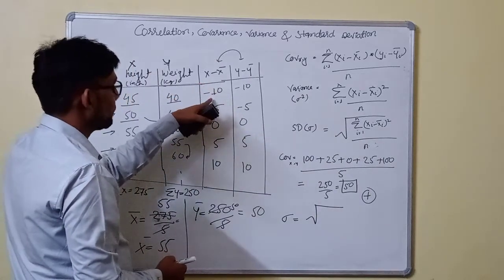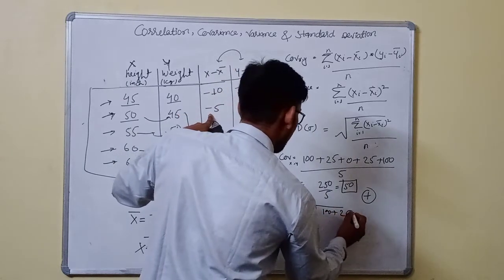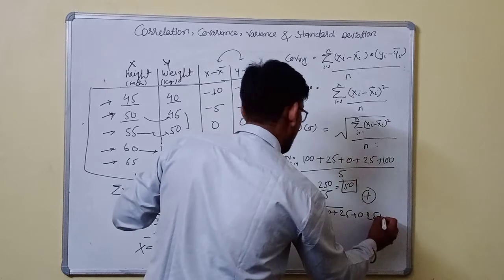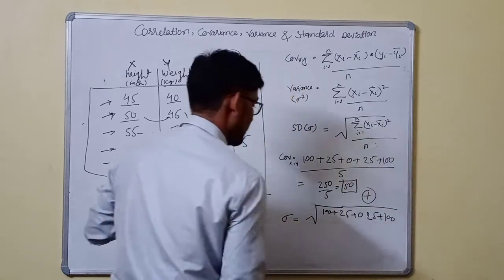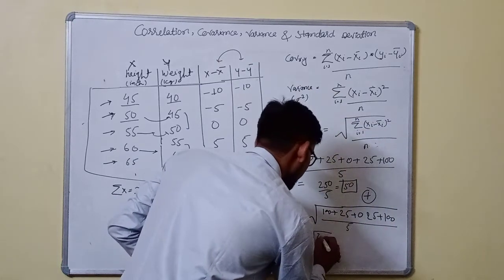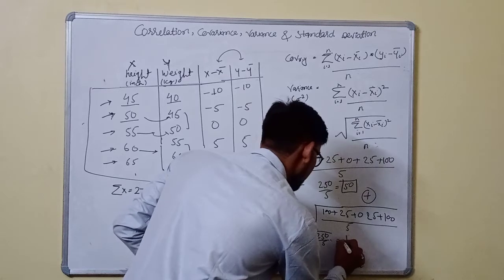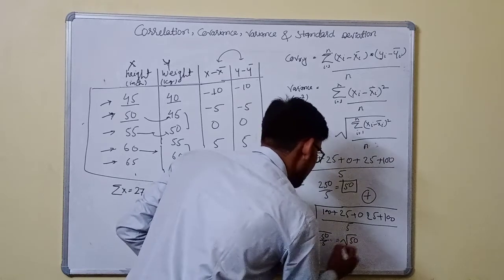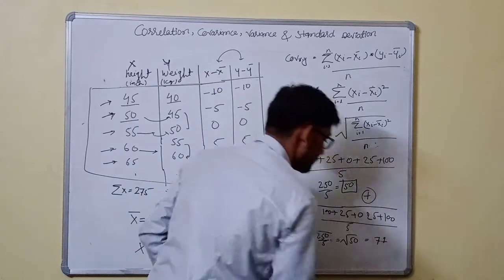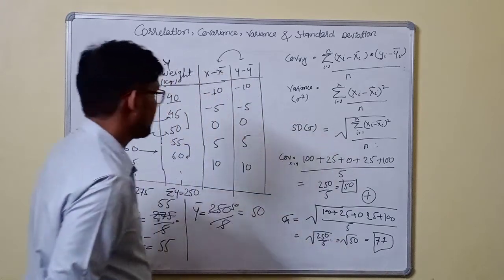So xi minus xi bar is equal to 10. So this will be 100 plus 25 plus 0 plus 25 plus 100. The same thing, divided by 5. So it is equal to 250 divided by 5, which is equal to the square root of 50. And the value of the square root of 50 would be very close to 7.1, right? So the standard deviation of x is 7.1, right?